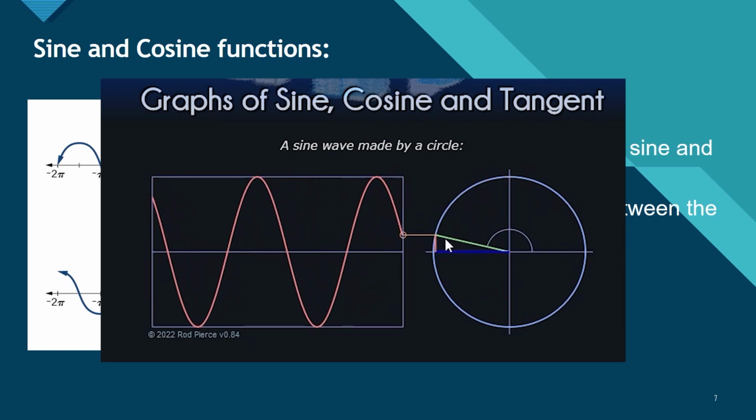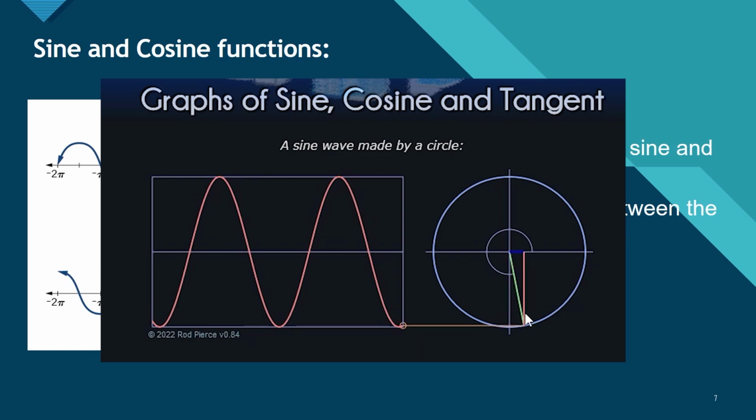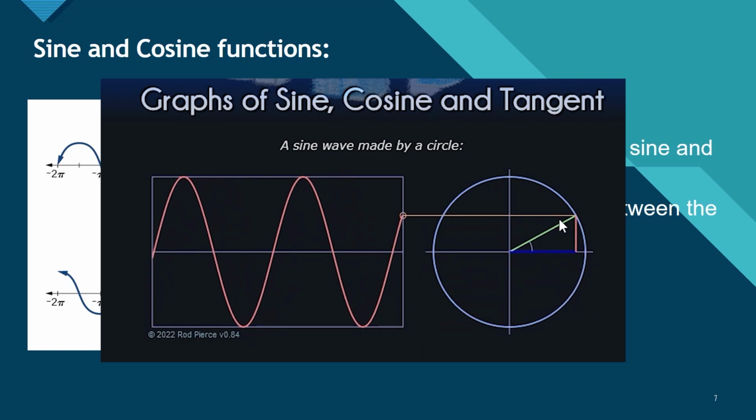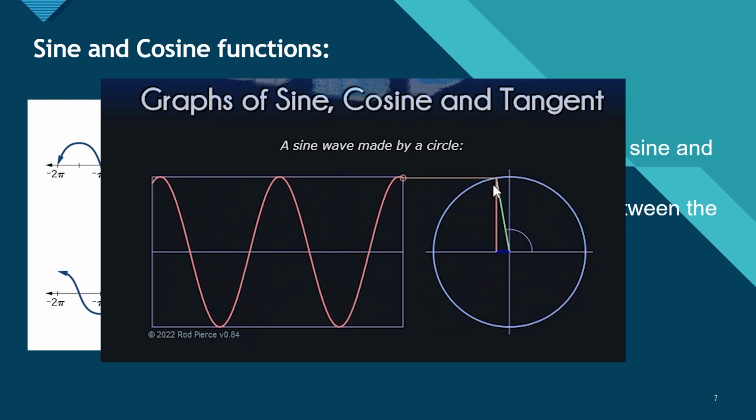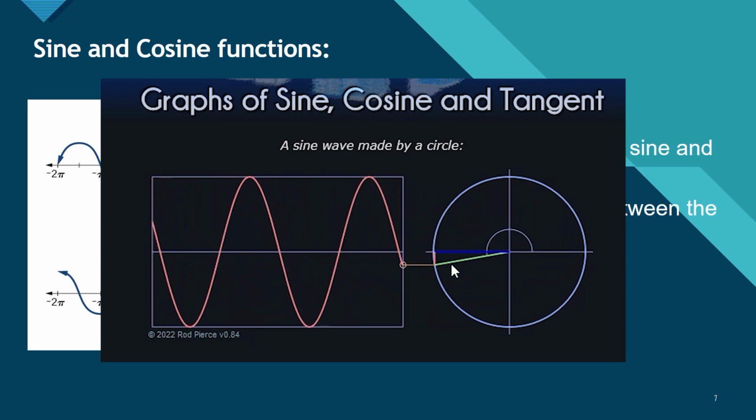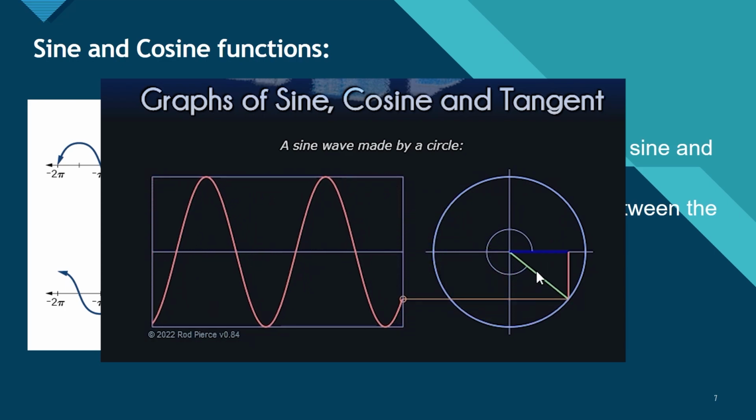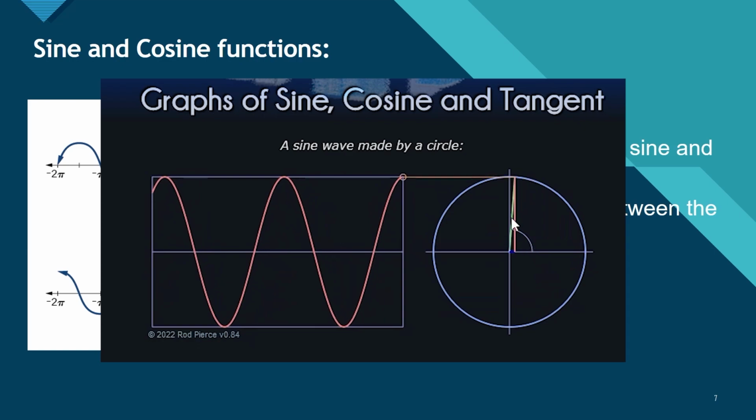Now this is the cosine function. It starts on 1. Okay, so you can see it starts on 1 and then goes down, and this is the period for the cosine function.